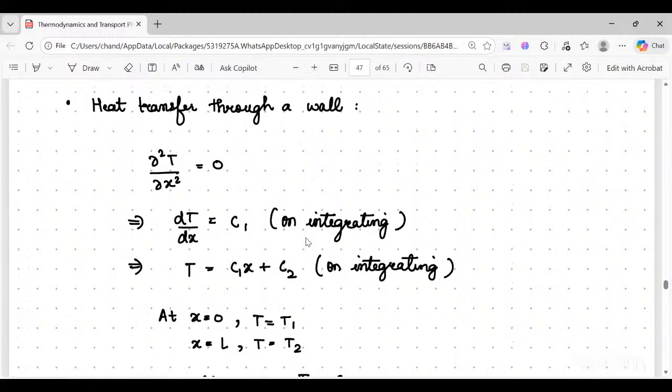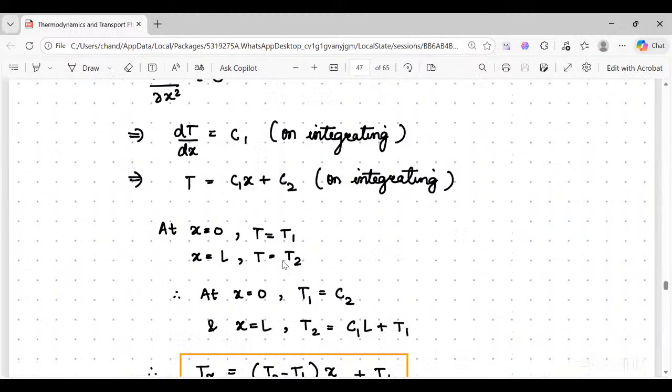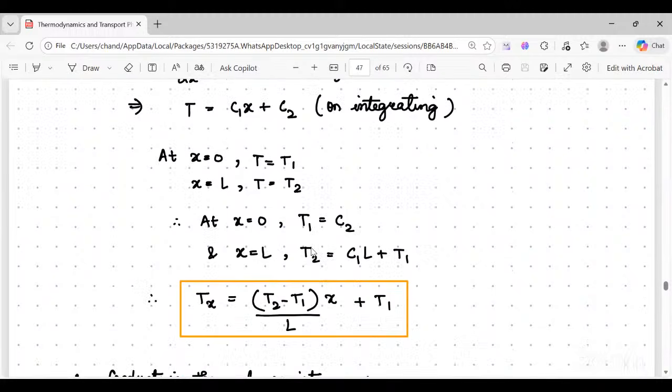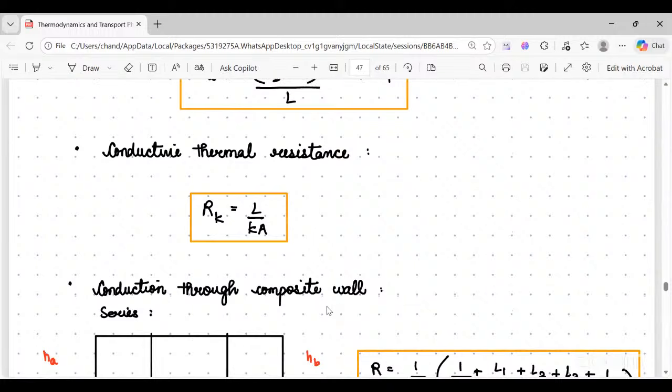So how to identify this? Heat transfer through a wall: del square T by del x square is 0. So you have T is equal to C1 x plus C2. What are your boundary conditions? X equal to 0, T is equal to T1; X equal to L, T is equal to T2. You put these values here, you'll get T of x equal to T2 minus T1 by L into x plus T1. So conductive thermal resistance is nothing but L by KA.